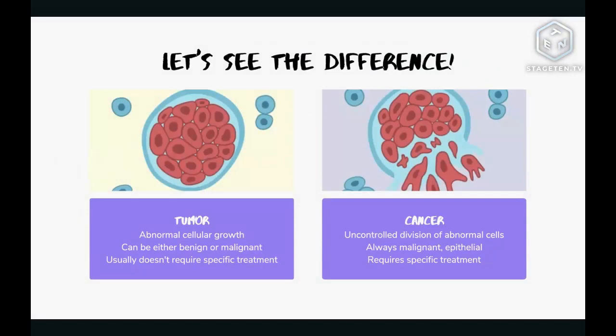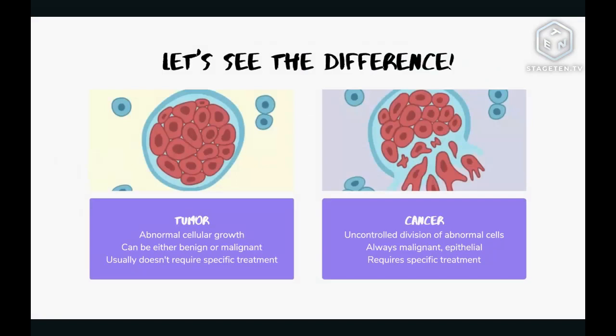The core thing at the very beginning is to differentiate tumor and cancer. When we speak about tumor, we speak about abnormal cellular growth. These cells are usually not modified, while cancerous cells are abnormal and they also divide uncontrollably. Tumor may be benign or malignant, while cancer is always malignant, and we usually speak about epithelial tumor.